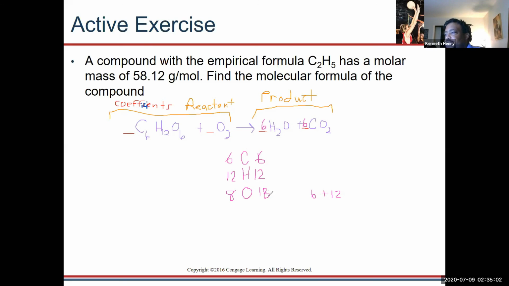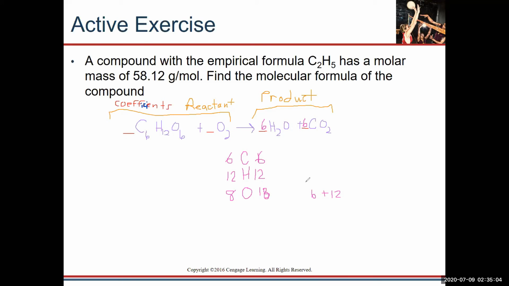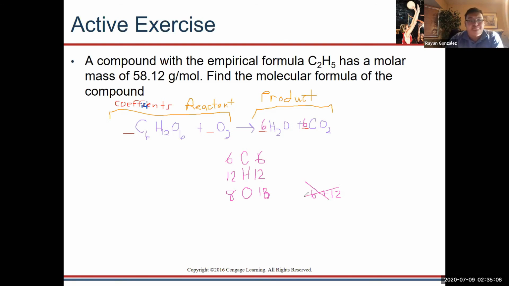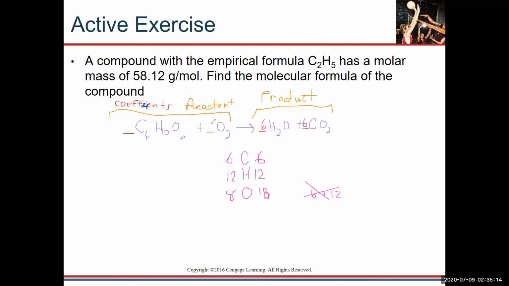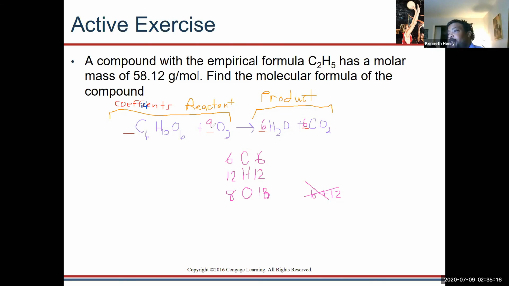So now I have 18. Is 18 and 8 equal? No. So would you add a 9 to the other side to make the other oxygen on the reactant side? Okay, so you're saying I should add a 9 here? Yeah. Okay, so let's put a 9 here. 9 times 2 is 18, plus 6 is 24. Oh, that doesn't work, right?